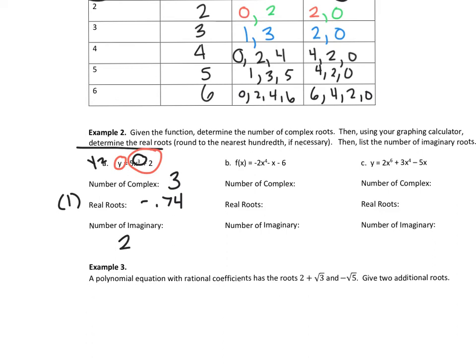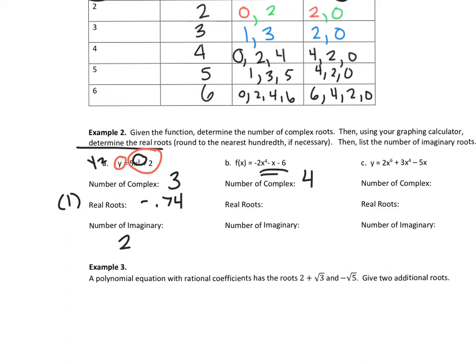So I'm going to do the same thing for letter B. The number of complex roots is degree 4. And now I'm going to plug this into y1 in my calculator: negative 2x to the 4th minus x minus 6. You should be trying it on your calculator right now too, and press pause if you need to slow down. And in y2, I'm going to put 0.